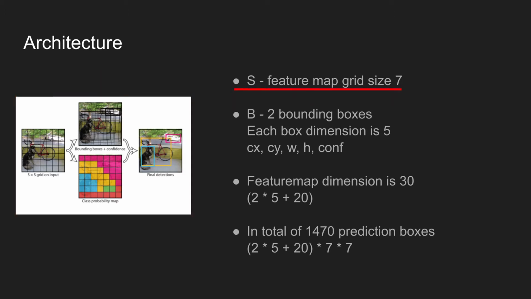In the paper, authors state that the output feature map size S is set to 7, so we are going to get 7x7 feature map output, and the number of bounding boxes on each grid cell is set to 2, so each grid cell predicts 2 bounding boxes, and the number of class is set to 20. Therefore, in total, dimension of the output feature map becomes 30, and there's going to be 1,470 prediction boxes in total.